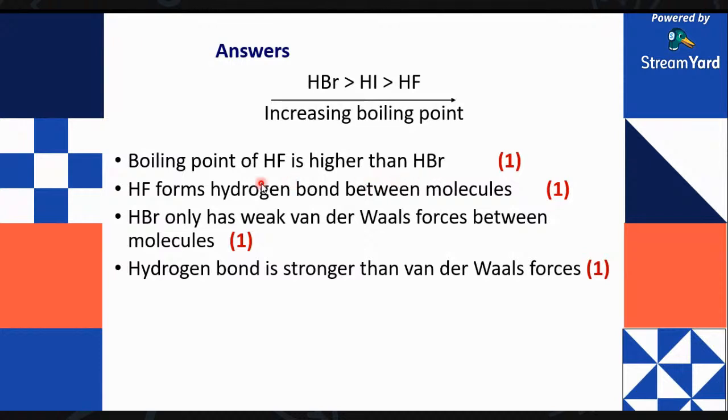Okay, so what is higher in HF? The boiling point of HF is higher than HBr, because HF forms hydrogen bonds between molecules. So have a complete sentence. Don't just state that HF forms hydrogen bonds. And HBr has weak van der Waals forces.